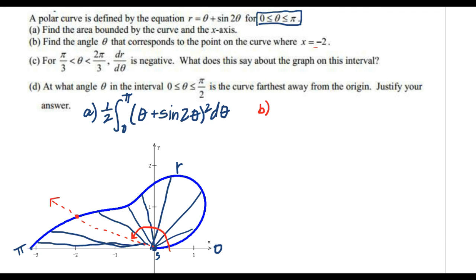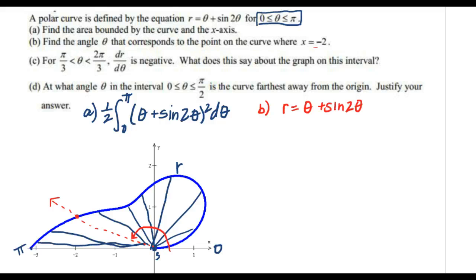So for part B, we need to somehow relate x equals -2 and this polar equation that we have. So let's just write the polar equation. r equals theta plus sine 2 theta. Now, we don't want to get rid of the theta because theta is what we're trying to find. So we can't plug -2 into r because it's an x value.